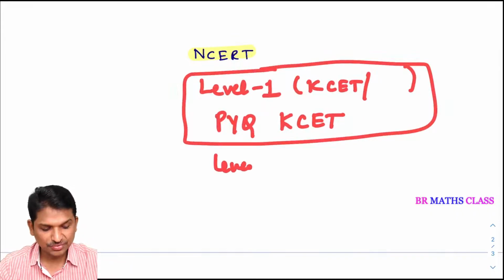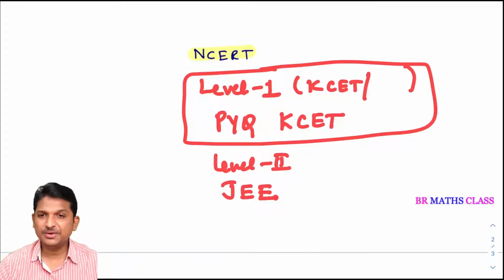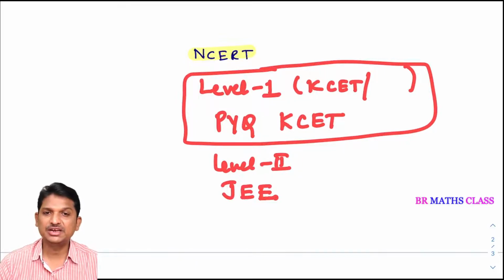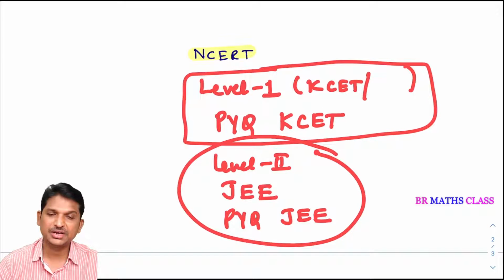Next, level 2. In level 2, I'll do JEE problems. In JEE level, what questions are they asking from the chapter mathematical reasoning? Actually, there is a 90% chance that one question will come from the mathematical reasoning chapter. Mathematical reasoning questions are very easy. In JEE, they cannot create more difficult questions from this chapter. That's why level 2 is JEE type questions, and I'll do previous year questions in JEE. Whatever questions are given from this chapter, I'll complete those also. So this is the plan of action to complete this chapter.